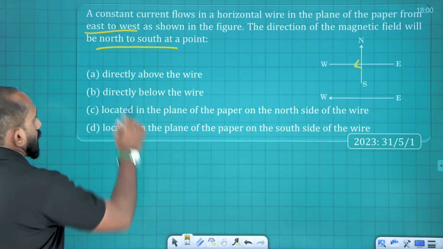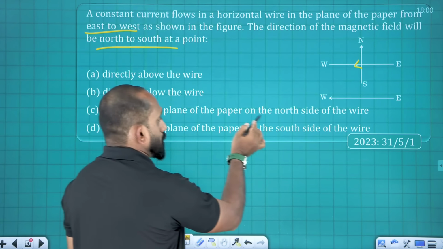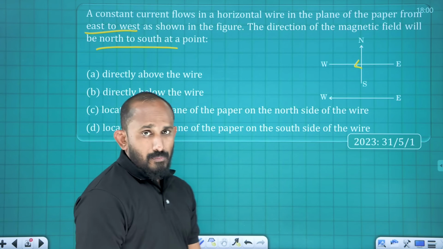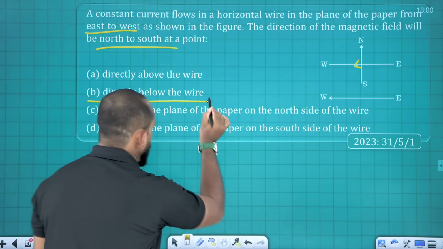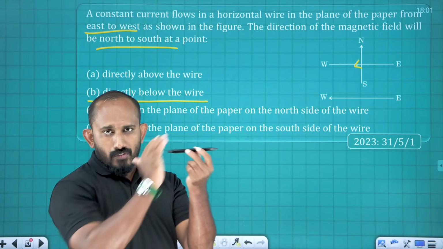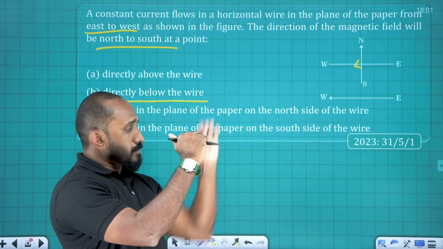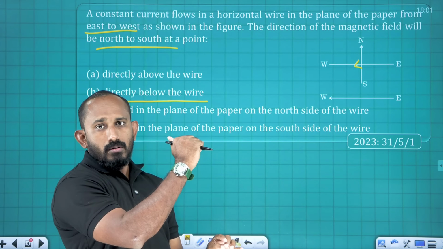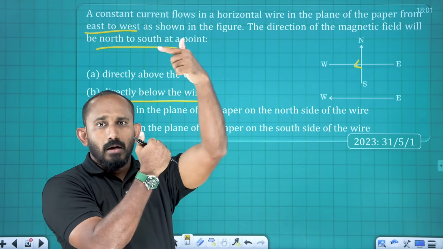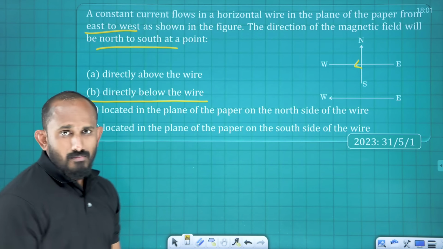So see the options: directly above the wire, directly below the wire, located in the plane of the paper on the north side of the wire, located in the plane of the paper on the south side of the wire. So the correct answer is directly below the wire. The wire is kept on the paper, so as per the paper you have to check it. If you keep it, the fingers move top to bottom at the point below. The point behind is coming down. The point above is moving from south to north, upward it is going. This way it is coming up. Hope you got it. So right hand thumb rule, you have to use it. Let's see the next question.